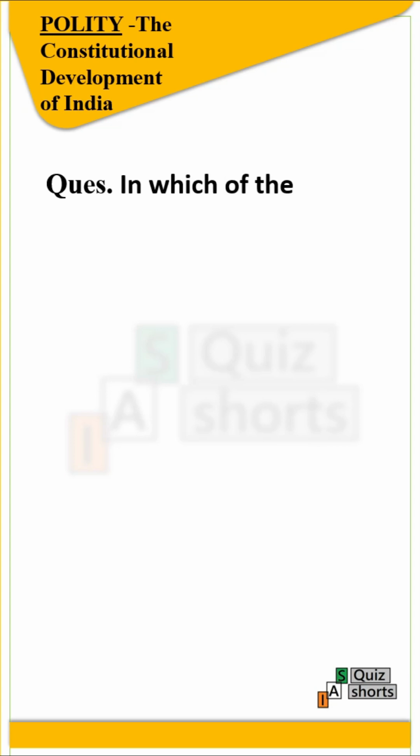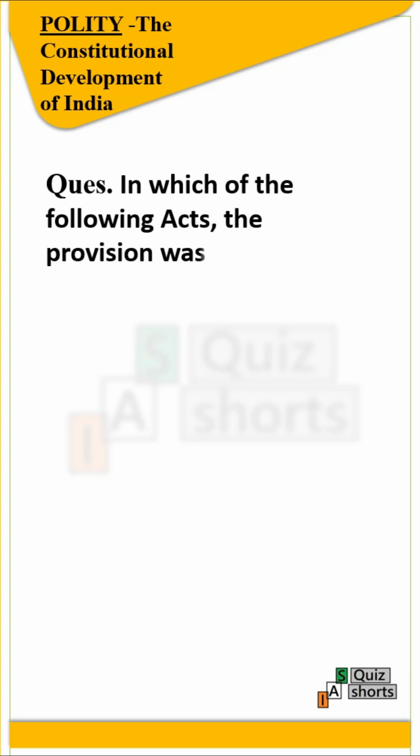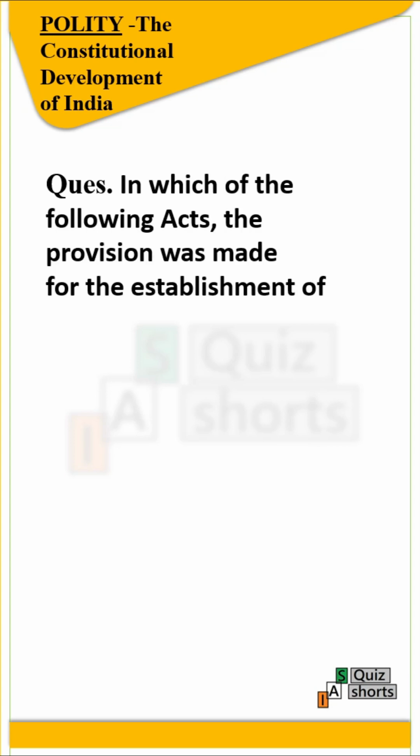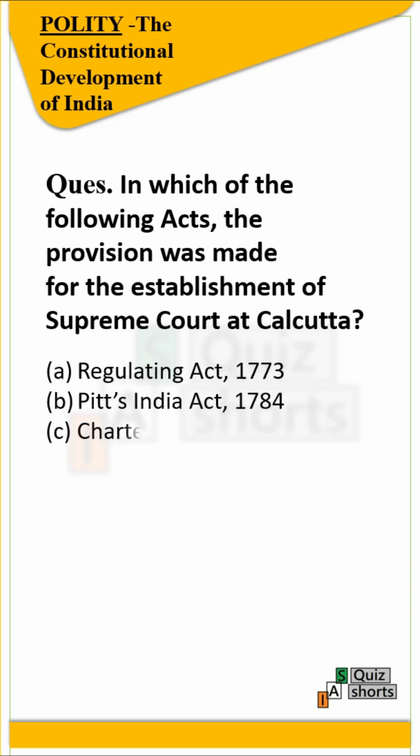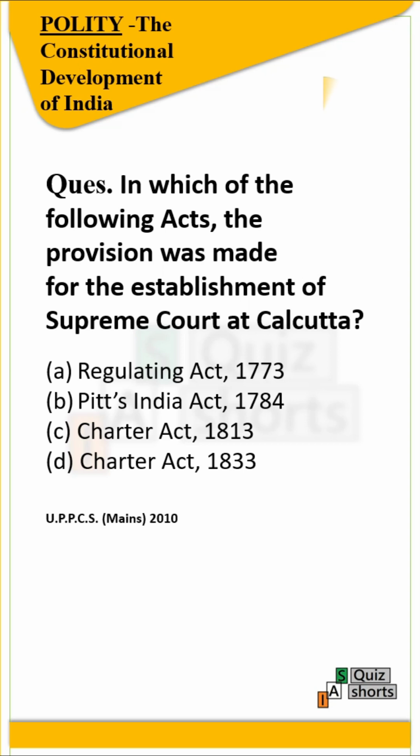Question. In which of the following acts was the provision made for the establishment of a Supreme Court at Calcutta? Option A. Regulating Act 1773. Option B. Pitt's India Act 1784. Option C. Charter Act 1813. Option D. Charter Act 1833. Answer is Regulating Act 1773.